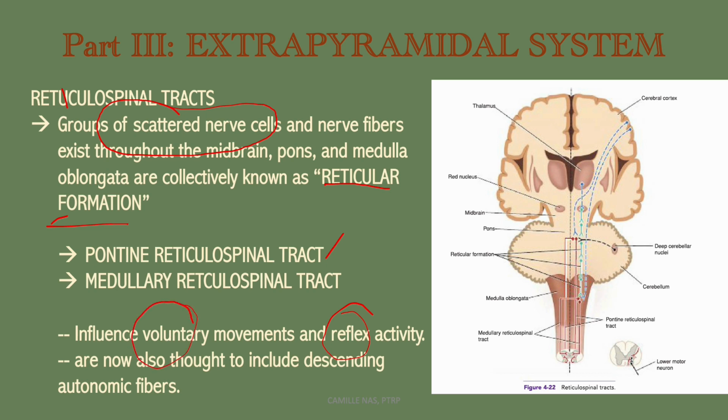No? And aside from that, nabanggit ko kanina, it also has a connection with the ANS. Paano ba sila nagka-connection with the ANS? It's because of their relationship with the hypothalamus. Remember your hypothalamus, it has connections with your ANS. So your reticulospinal tract can also control the sympathetic outflow and sacral parasympathetic outflow. Okay, but in general, your reticulospinal tract influences the voluntary movements and mga reflex activity natin.